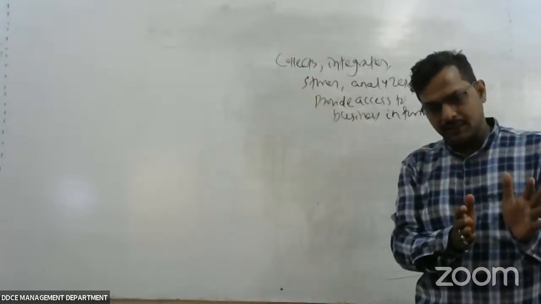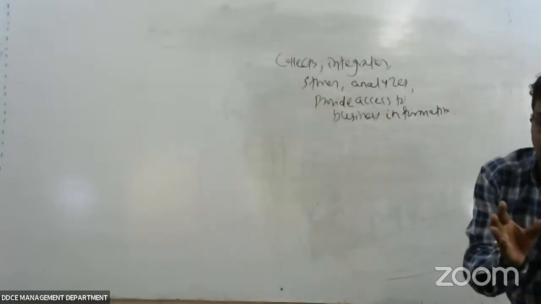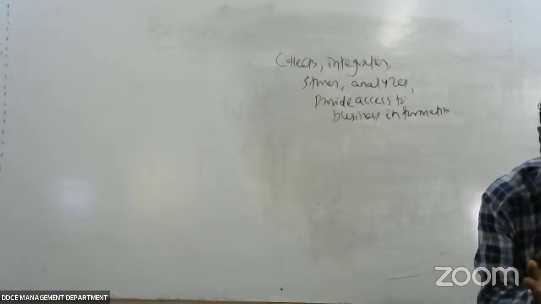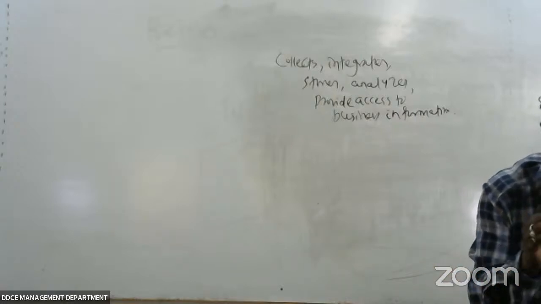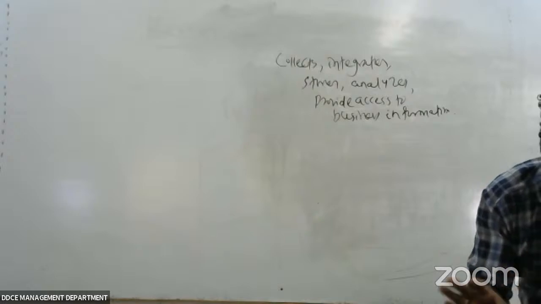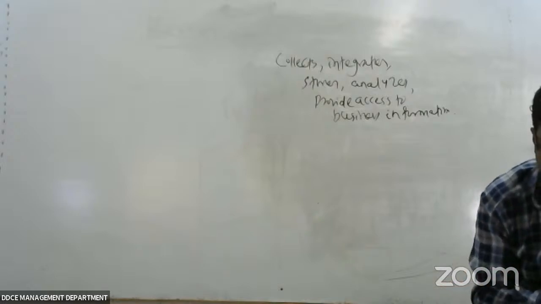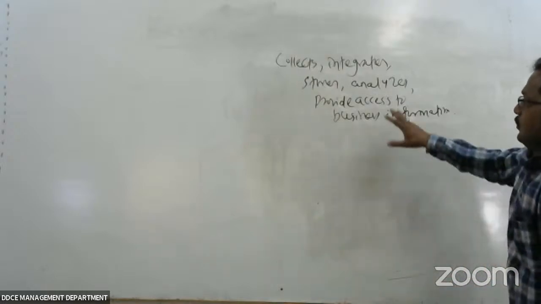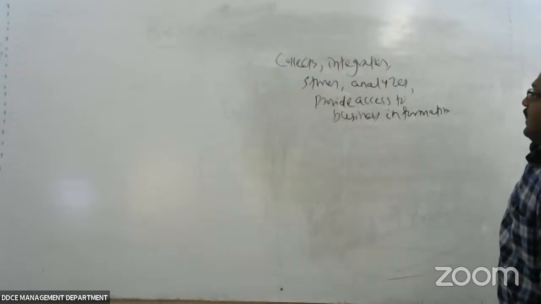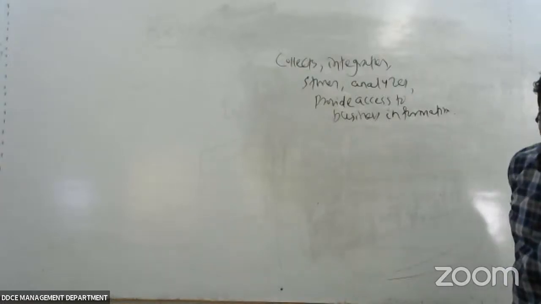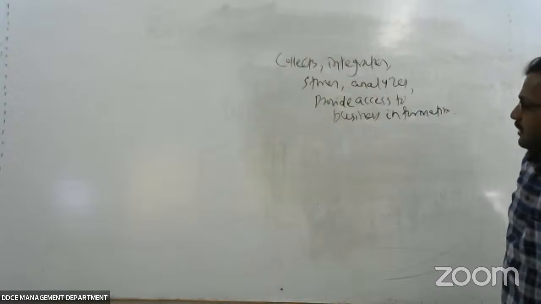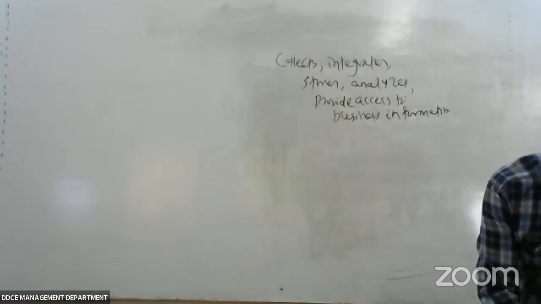One thing is the structured format. Structured refers to the relational format, in the form of rows and columns. So it collects, integrates, stores, and analyzes, and provides access to business information.